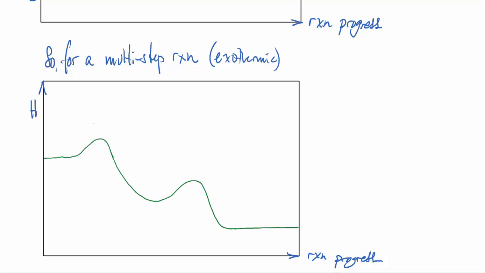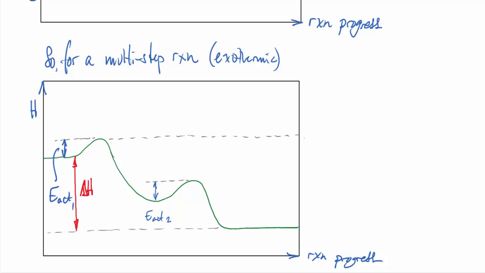In this multi-step reaction, you can see two peaks. Here's the first one, and that's the activation energy to do the first step. Here's the second one, the activation energy for the second step. Down here, of course, you can see between the products and reactants, again, delta H, the overall enthalpy change for the reaction. Also notice, over here, we have the activation energy for the reverse reaction.